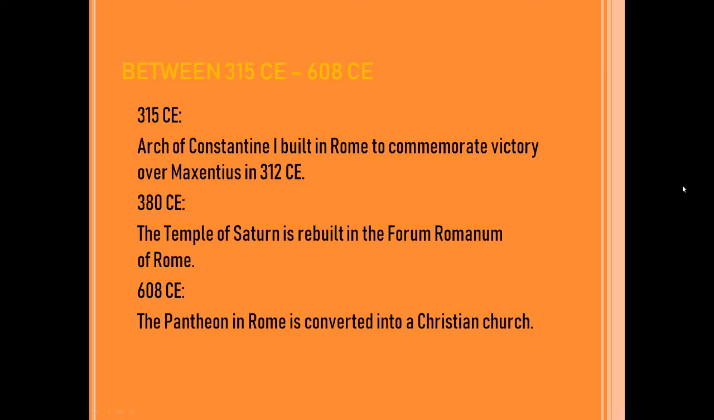All right, so this is the last slide about the timeline, between 315 CE and 608 CE. There's a big gap, but not much really happened after the 300s until 608 CE. In 315, the Arch of Constantine was built in Rome to commemorate the victory over Maxentius in 312. It took them a couple of years to build. And then in 380 CE, the Temple of Saturn was rebuilt as a monument of Rome.